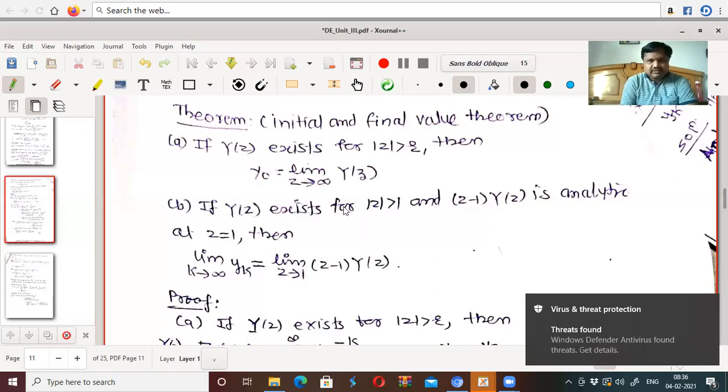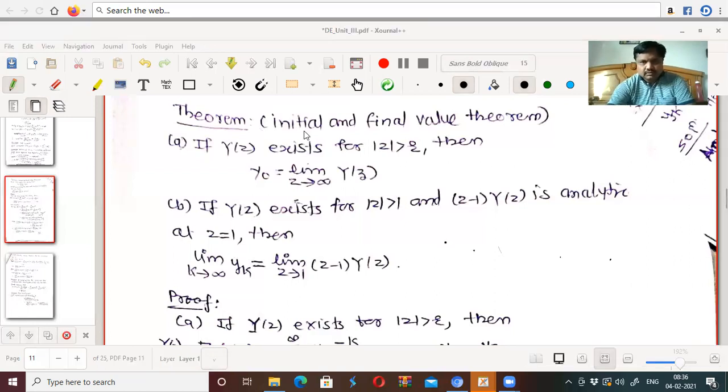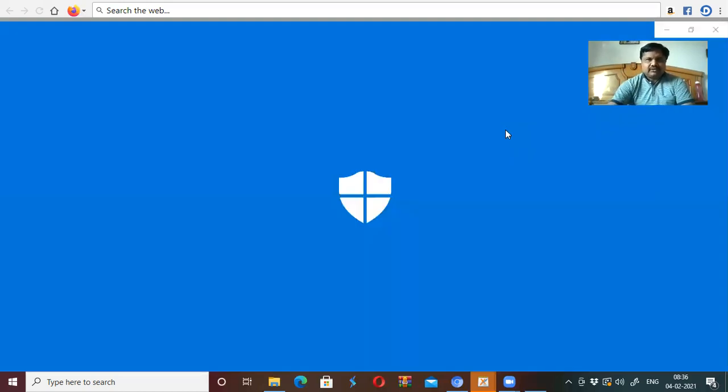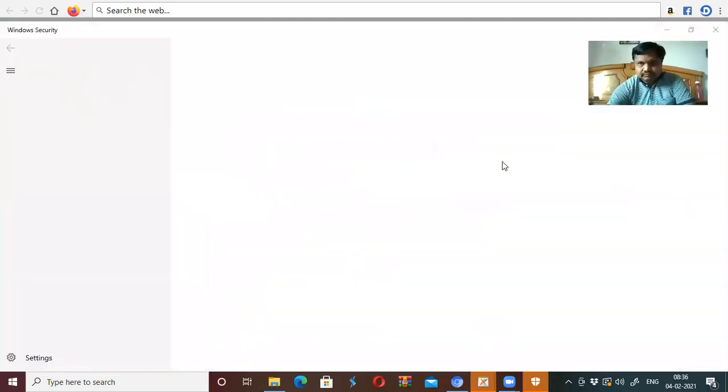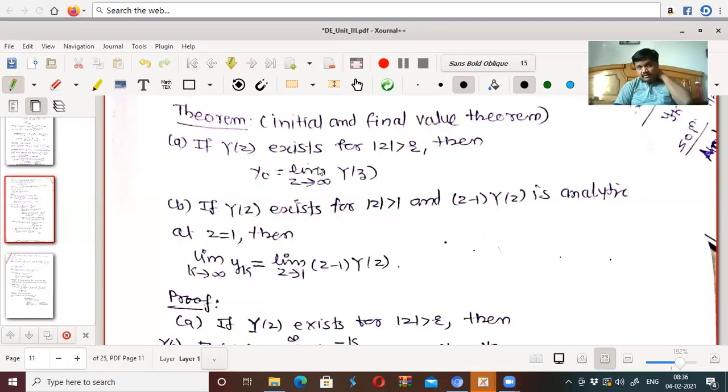So for that we need a result here. What type of result do we want to see? Initial and final value theorem. If this Y of z, that means Z transform of yk, exists for mod z greater than r, then limit as z tends to infinity of Y of z must be equal to y0.